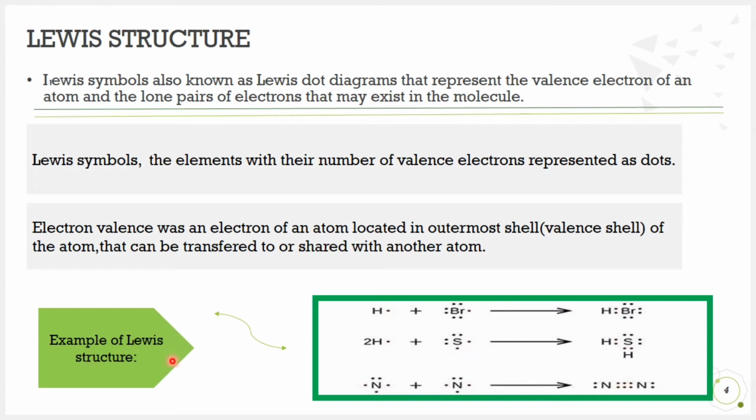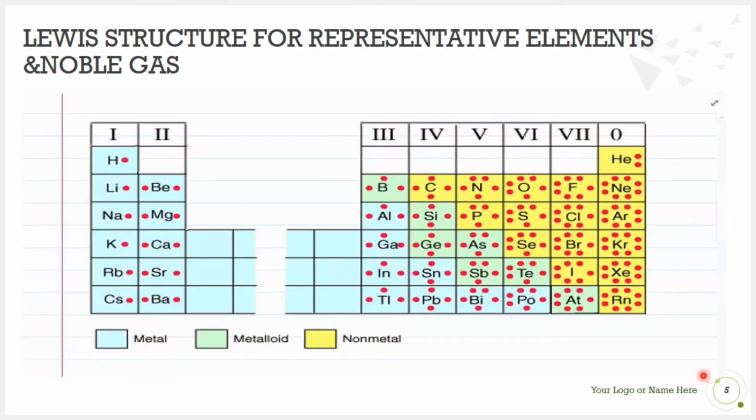Here is an example of a Lewis structure. This is an example of a periodic table that represents a Lewis structure.